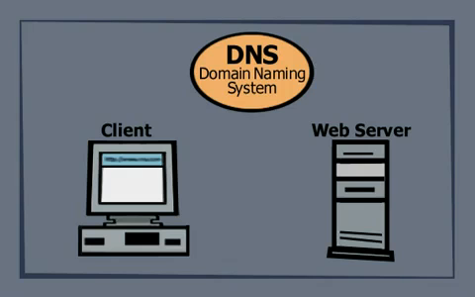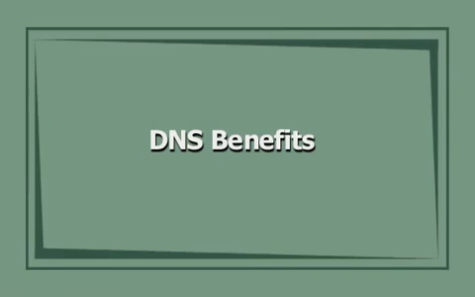DNS is used by most Internet working software, such as web browsers and electronic mail programs, to locate servers and to resolve or map a user-friendly name of a computer to its IP address. Although DNS is most commonly associated with the Internet, private networks also use DNS because of the following benefits.